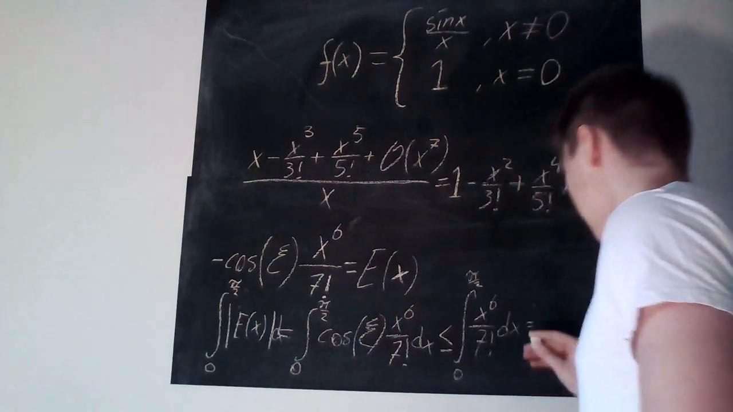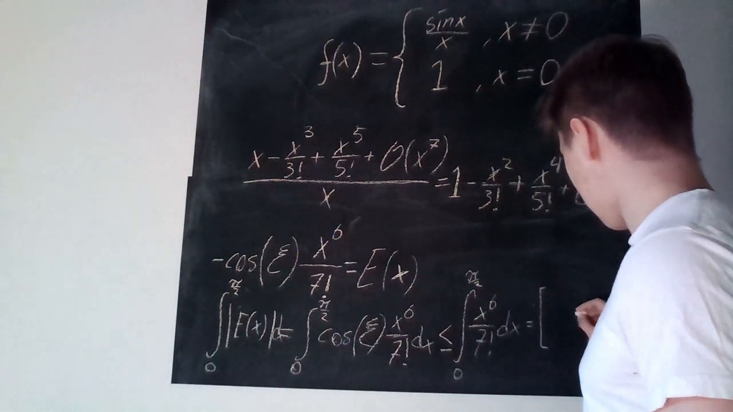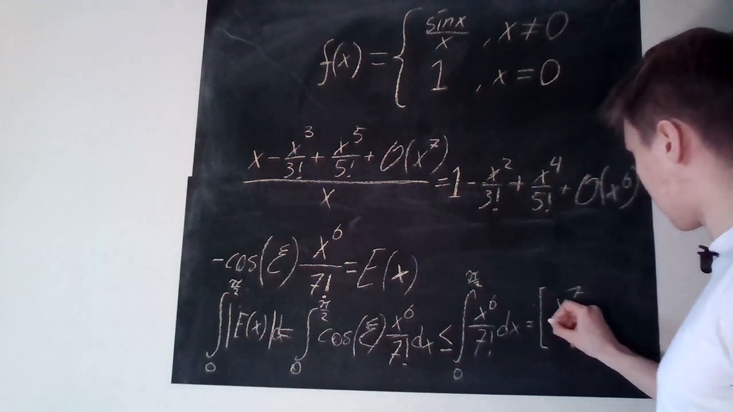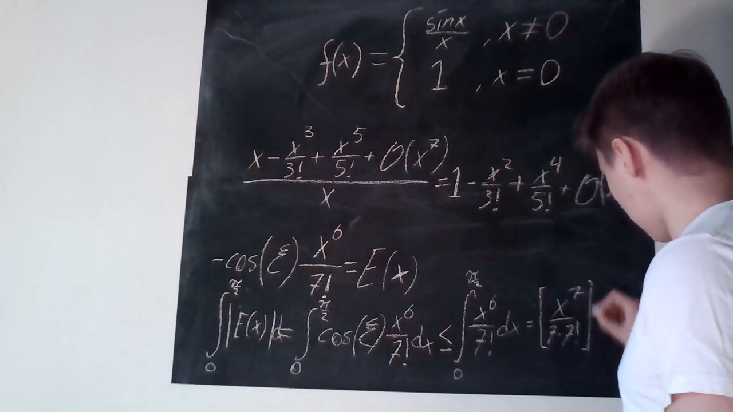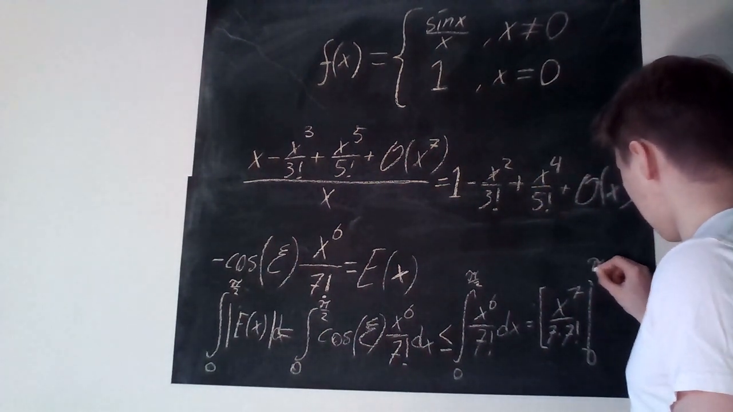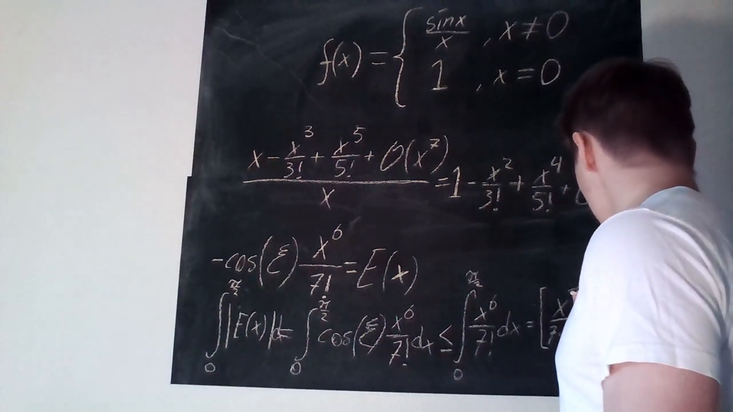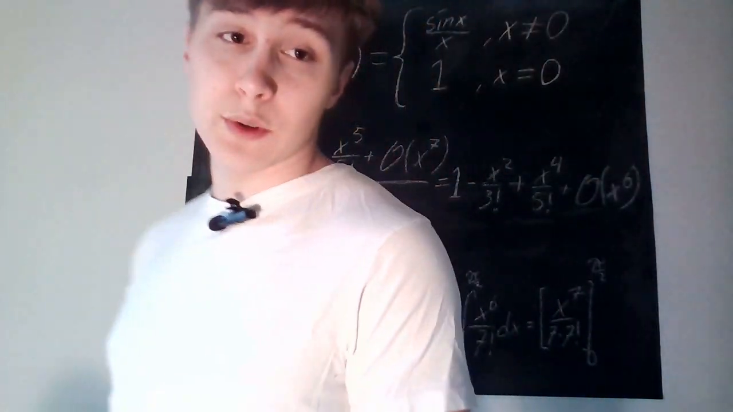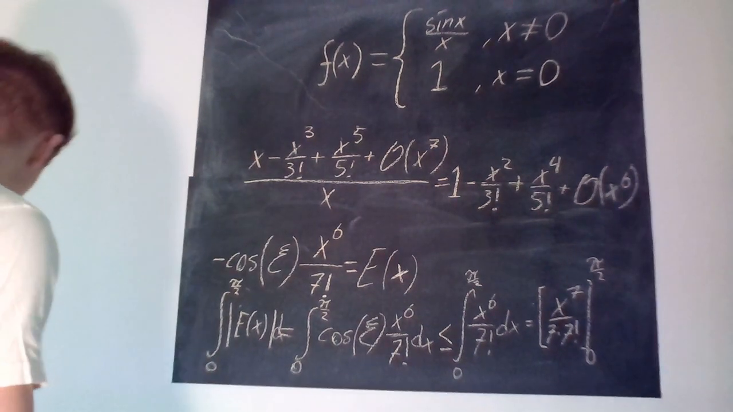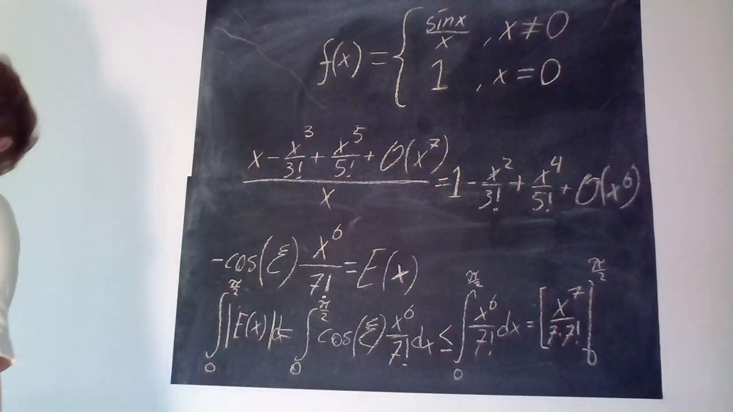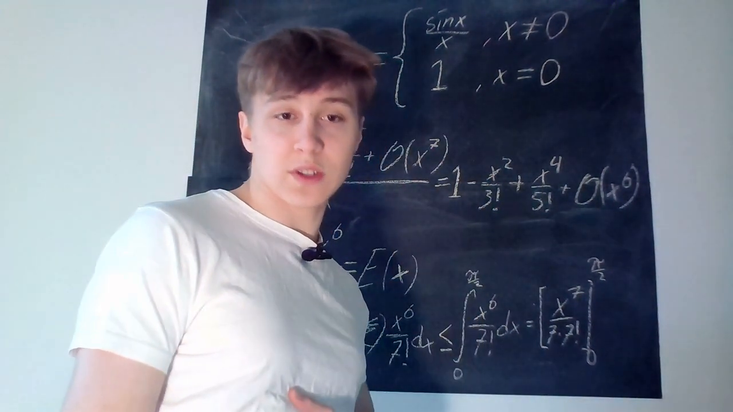And what is this? Well, if we integrate that, then we would of course get x to the power of 7 over 7 times 7 factorial from 0 to pi half, and then we just plug in pi half to the power of 7, and then we would get our answer. But I'm not going to write that out because I don't have any more space. So yeah, that was all for question number 2. So thank you so much for watching, and now let's move on to question number 3.